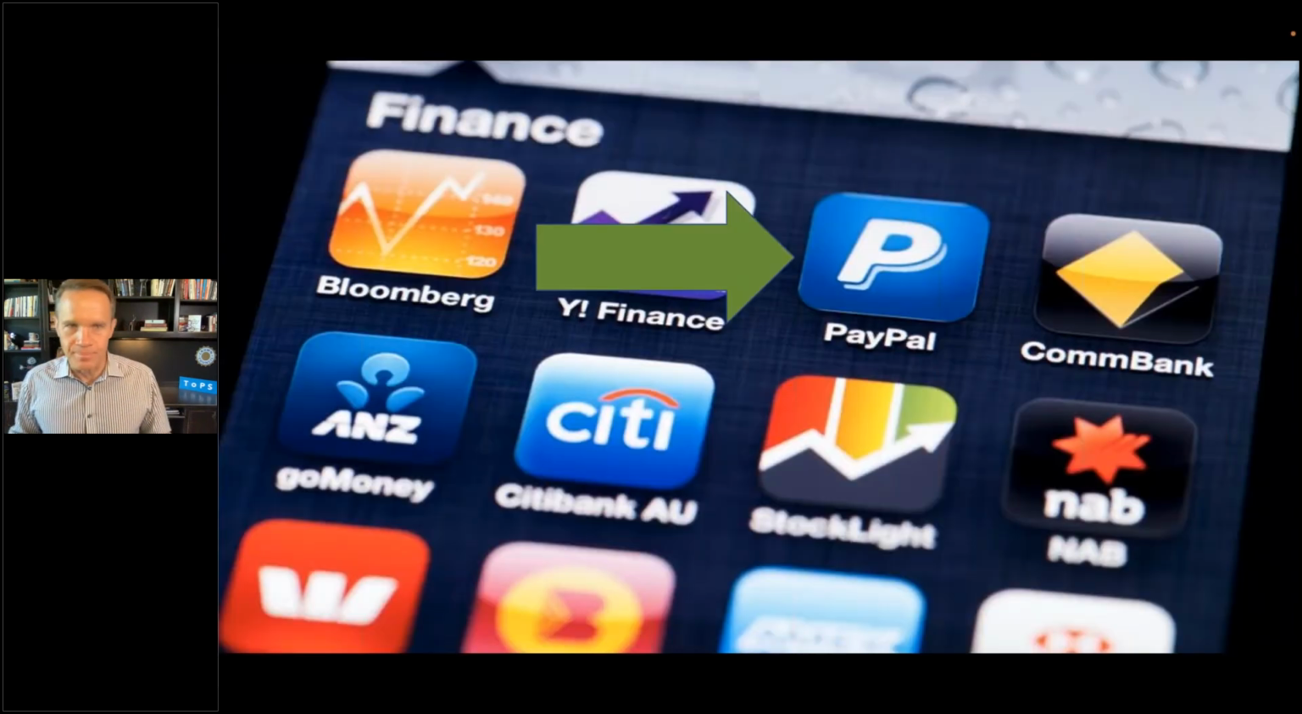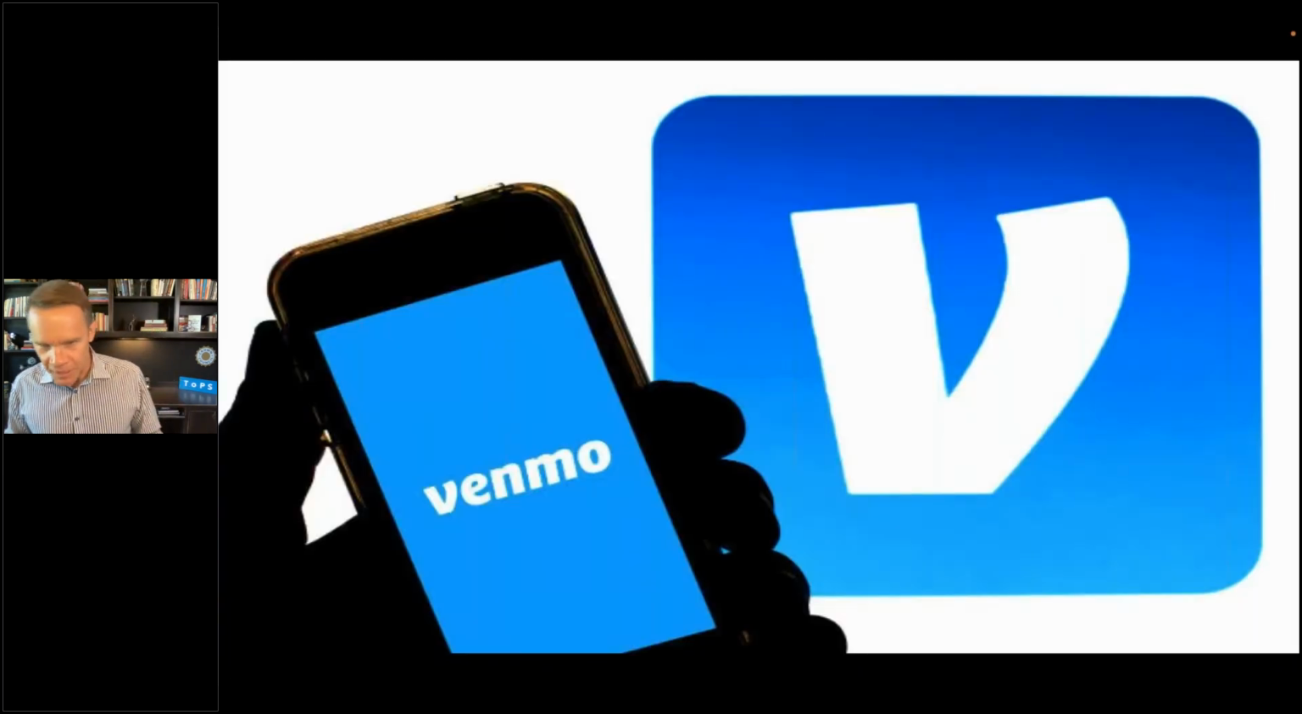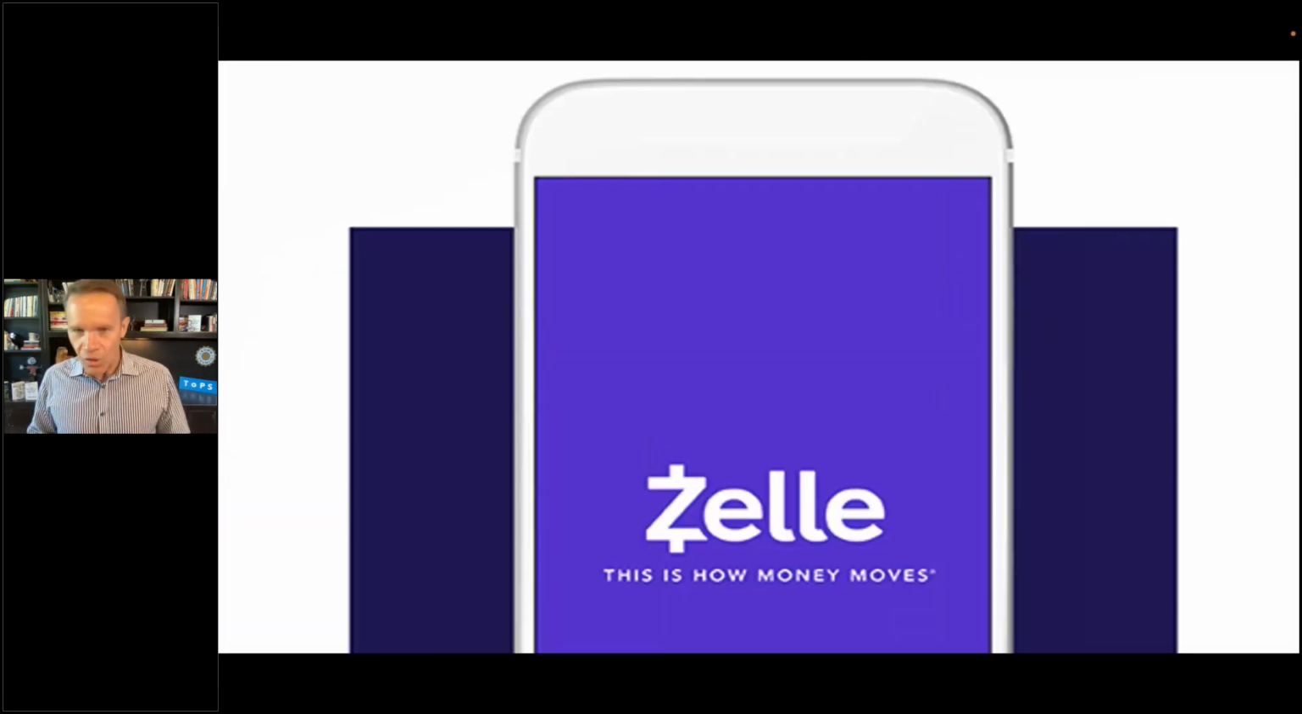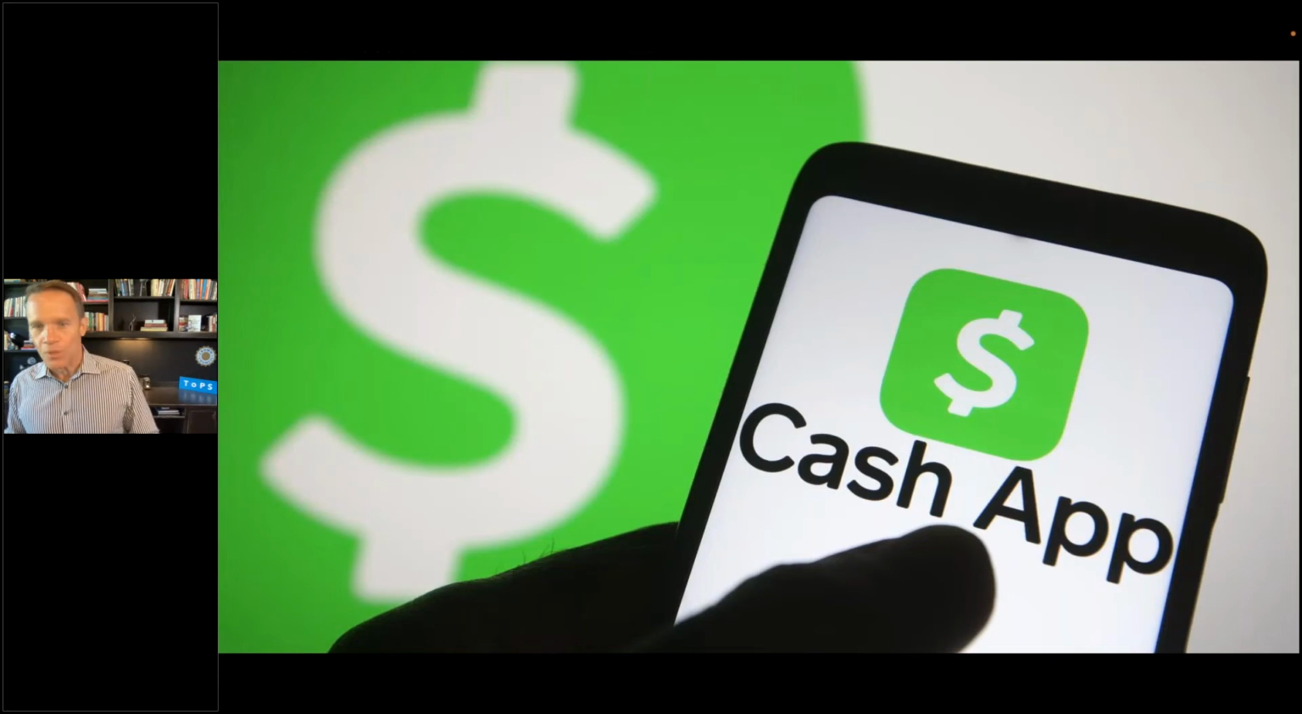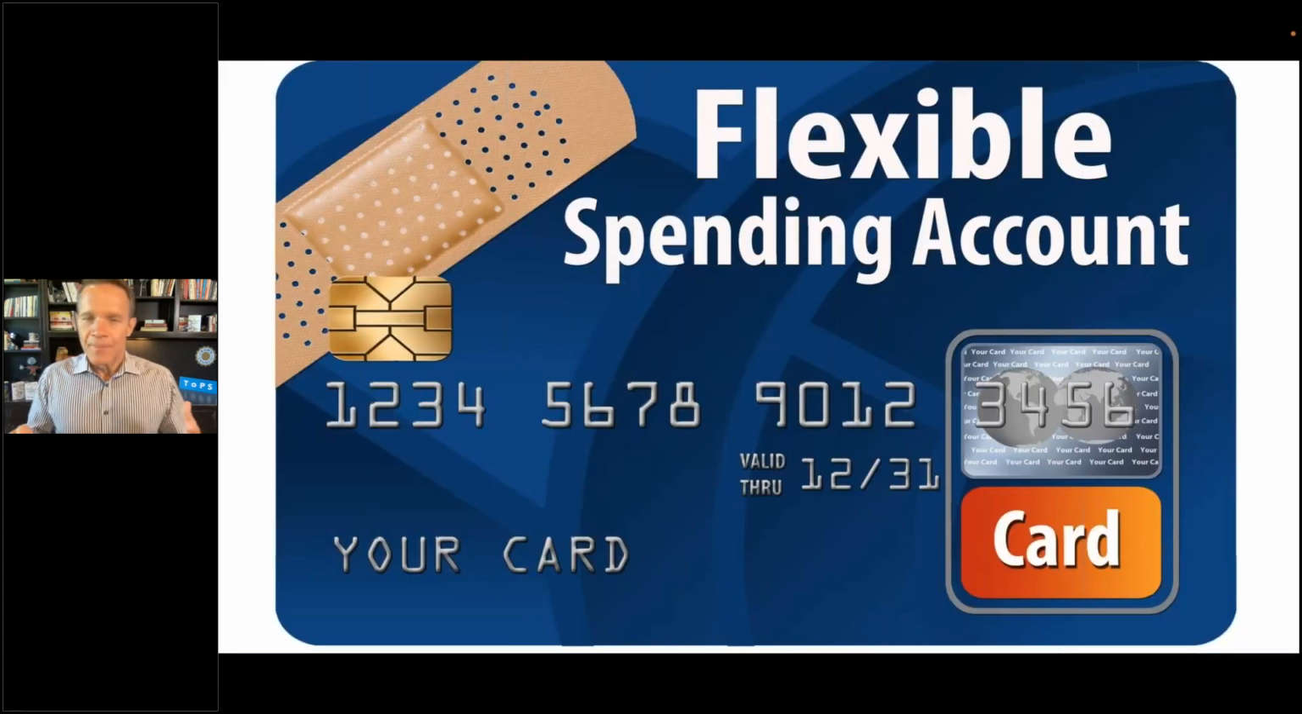Apple Pay, PayPal, there's all kinds of different ways, Venmo, Zelle. So our recommendation is to get all these different payment methods dialed in so that it makes it easy for you to accept payment from your patients. Whatever their Cash App is. All right, moving on. Flexible spending account.